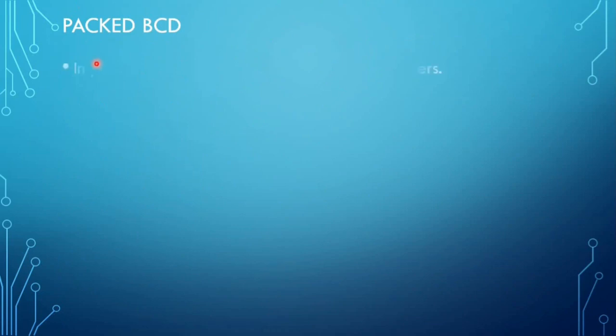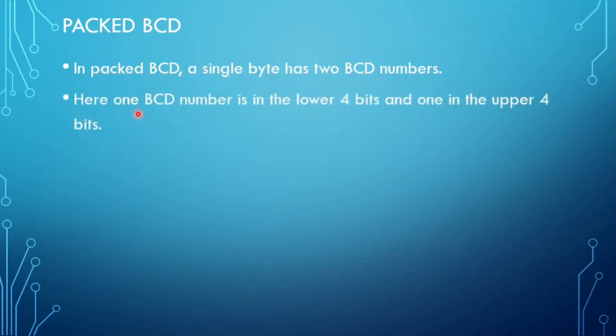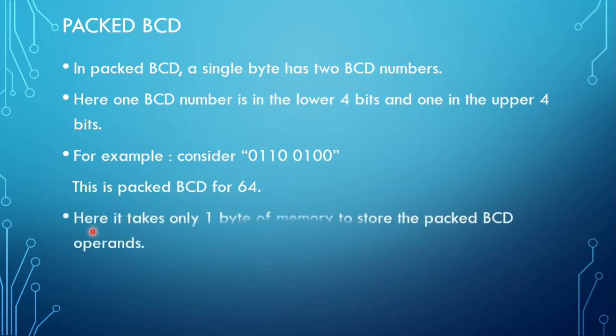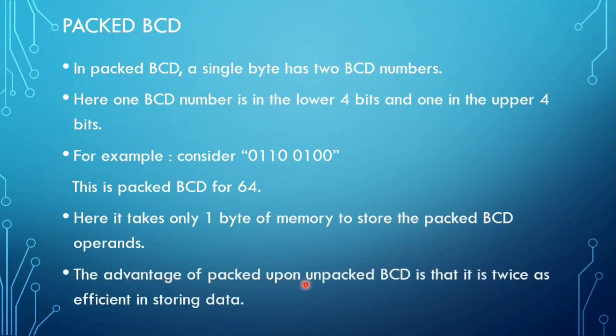So let's go to the second one, that is packed BCD. In packed BCD, a single byte has 2 BCD numbers. Here, one BCD number is in the lower 4 bits and one in the upper 4 bits. For example, consider 0110-0100. This is packed BCD for 64. Here, it takes only 1 byte of memory to store the packed BCD operands. The advantage of packed over unpacked BCD is that it is twice as efficient in storing data.